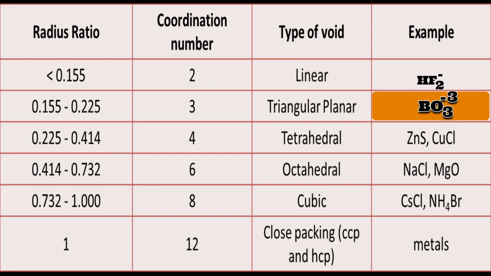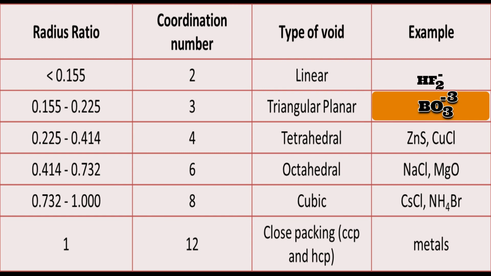Now let us come to the next line. Let me take the example sodium chloride. The size of sodium is 95 picometer and that of chloride is 181 picometer. So what is the radius ratio? 95 divided by 181. The answer is 0.525, and that 0.525 is between 0.414 to 0.732. So what does it mean? The coordination number will further increase. Previously it was 4, now it will become 6, and the name of that void will be octahedral void.